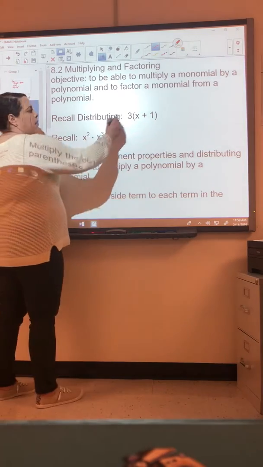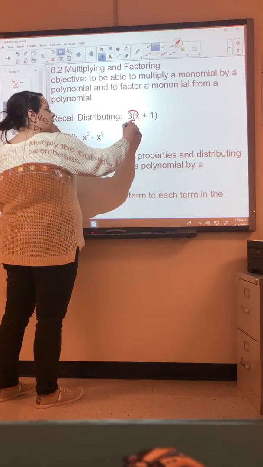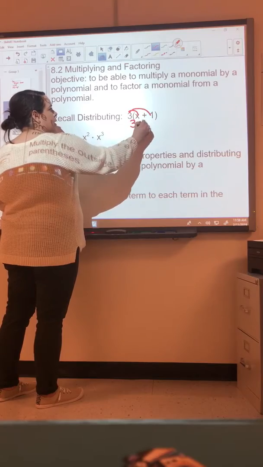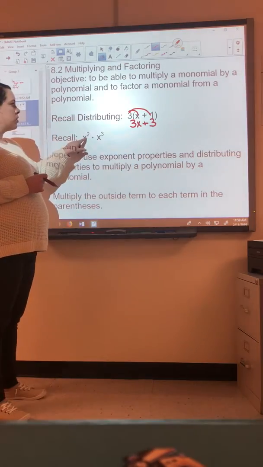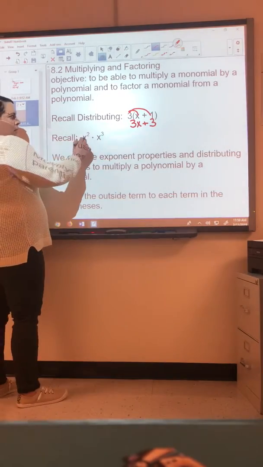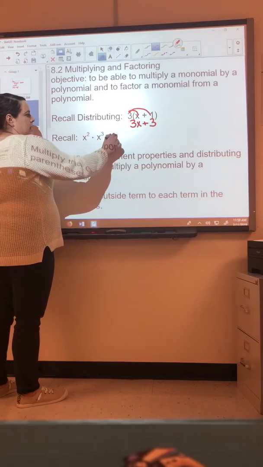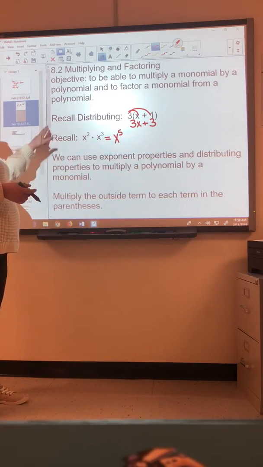When I distribute, I multiply that number on the outside to each term on the inside. So 3 times x is 3x, 3 times 1 is 3. Those are not like terms, so that would be it. And we're also going to use our multiplying same base. So I add the exponents, so 2 plus 3 would be x to the 5th. And we're going to put both of those together in the same problem.